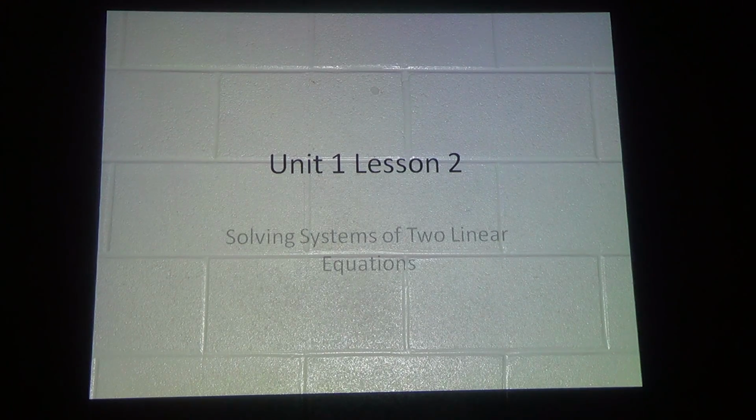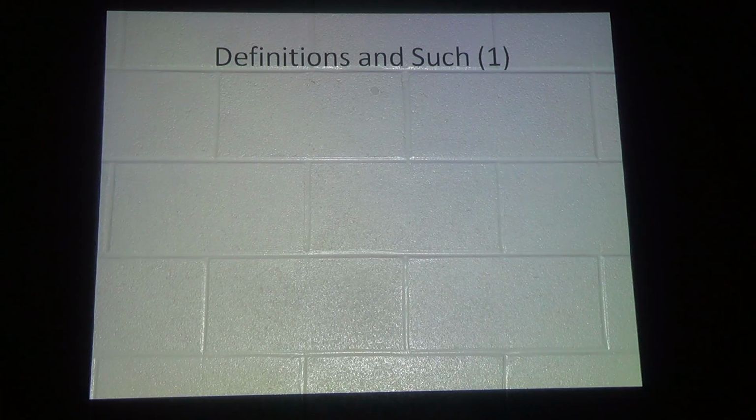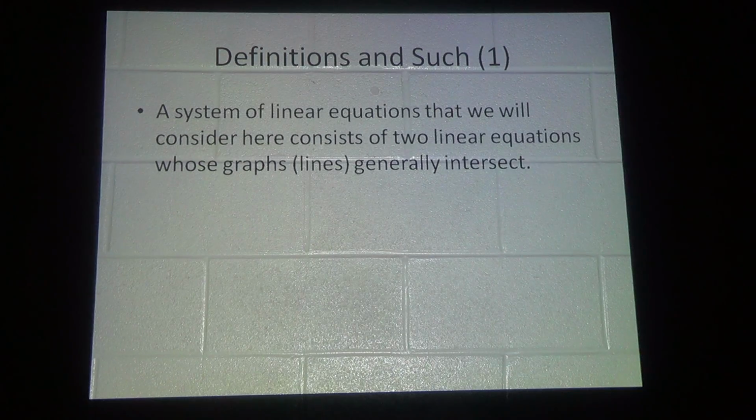The first thing we're going to do is definitions. The first one we've got is we're going to define a system of linear equations. The ones that we will consider here consist of two linear equations whose graphs, lines, generally intersect. When two straight lines intersect each other, typically that's going to be at a single point.